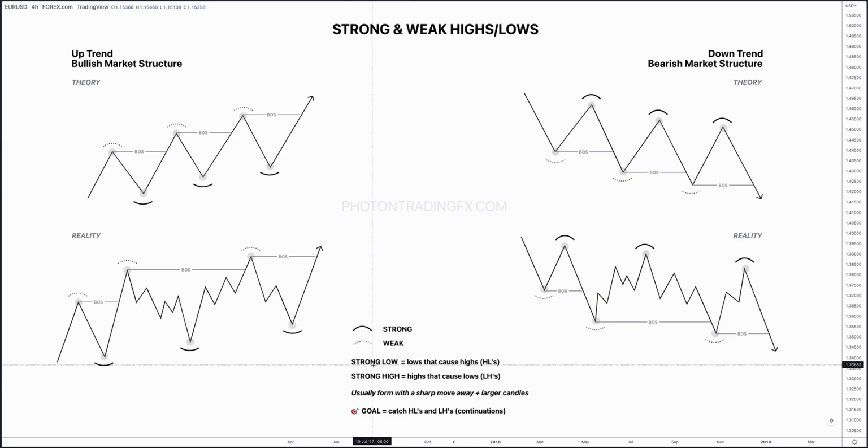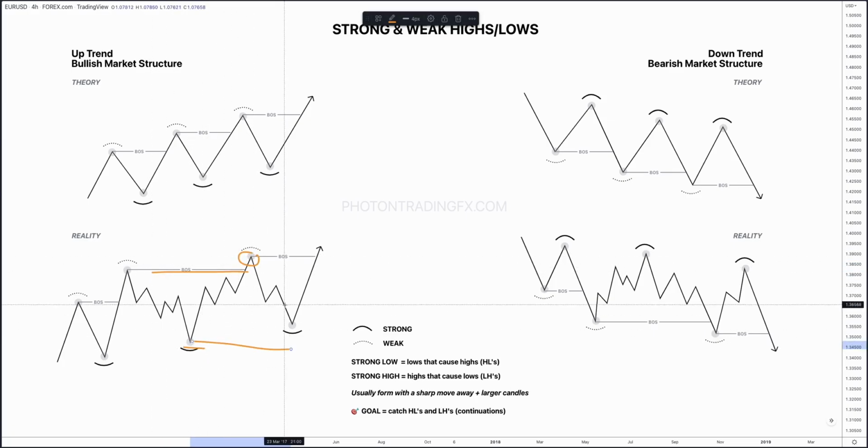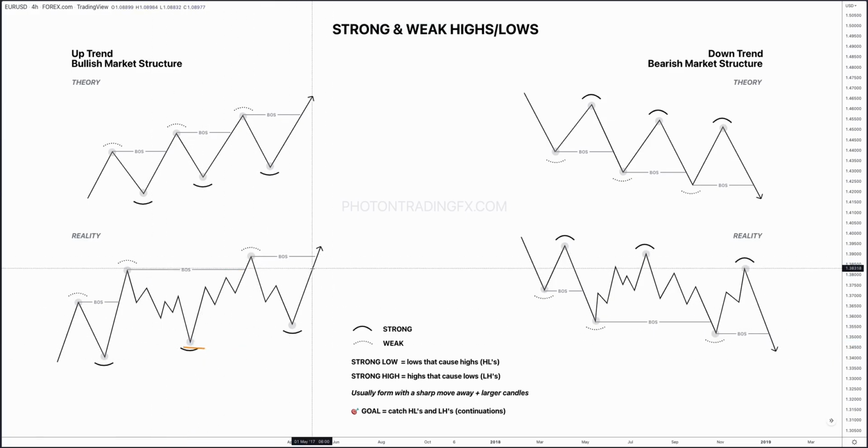So, like I said, strong low is a low that causes a high. So this is a strong low because it breaks structure. It causes a high. So that's why price doesn't break it. Of course, sometimes it will. We'll get onto that in a minute. But the expectation, it's a framework that we use, okay, to help us with probabilities in the market. That's how you have to think about it.